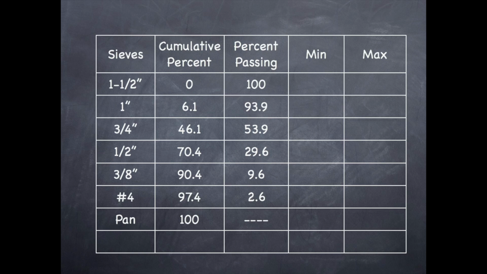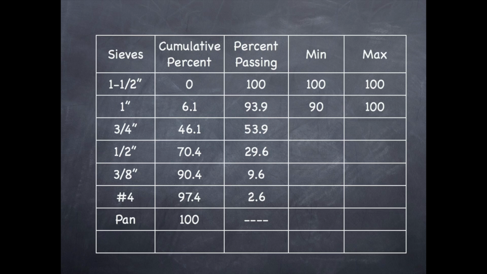Now that we've calculated our percentages, let's compare our results to a specification. ASTM C33 is the standard specification for concrete aggregates. We're going to take a look at our numbers compared to a coarse aggregate size number 56. The grading requirements of a size number 56 state that 100% of the sample must pass through a 1.5-inch sieve. As you can see, this sample has.